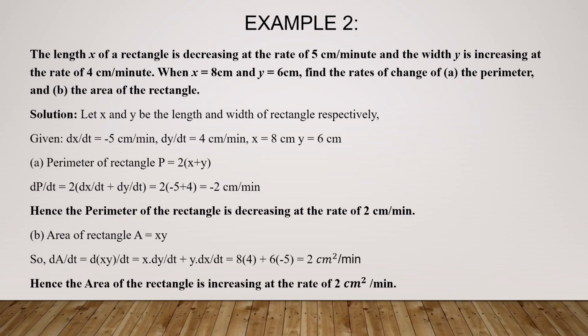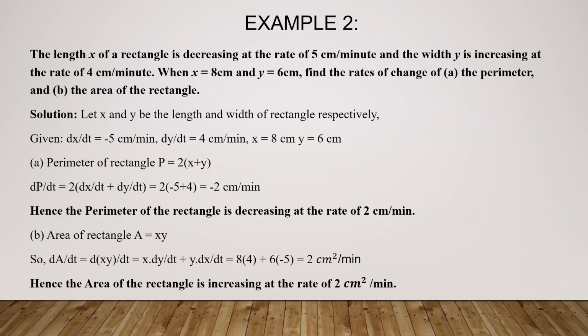So you are given over here the rate of change for the length. So it is given the length is decreasing at the rate of 5 cm per minute. So remember over here it is decreasing. So we need to take minus 5 cm per minute. Don't forget this. Also the width is increasing. That means dy by dt is 4 cm per minute. So what else is given? You have to find when x is 8 and y is 6 centimeter.